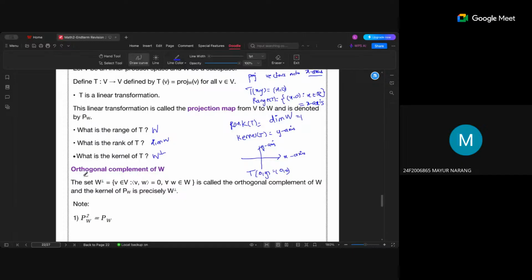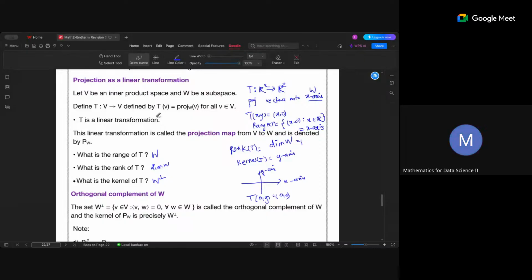Is the answer the same every time? Yes, for any transformation V to V where T is a projection of a vector onto a subspace W, the range is W, the rank is the dimension of W, and the kernel is W perp, the orthogonal complement. And what is the orthogonal complement? The set of all vectors in V where the inner product of v comma w is 0 for all vectors w in W. So this is the orthogonal complement, which is the kernel of T here.